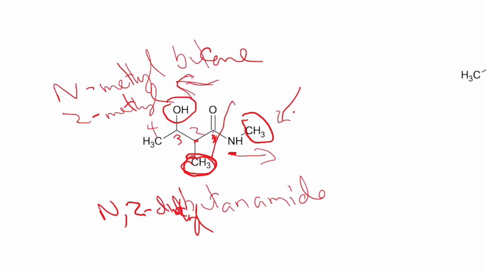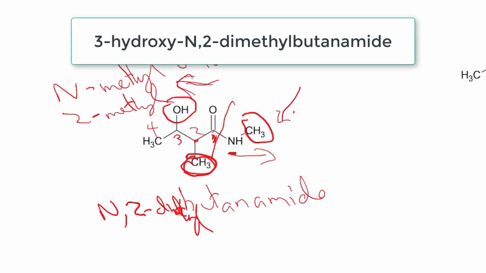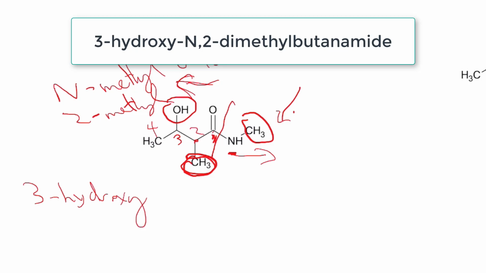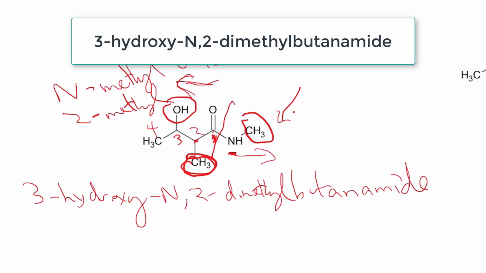I don't have room to put this in. I will rewrite it up top for you. That will look much better. And then I also need to indicate in the 3 position is a hydroxy. So 3-hydroxy, N,2... So I need to rewrite this. I'm going to erase this and give myself some space to do it much better, because I didn't do that. So this is a 3-hydroxy-N,2-dimethylbutanamide. Like that. Whew, that's a long one.